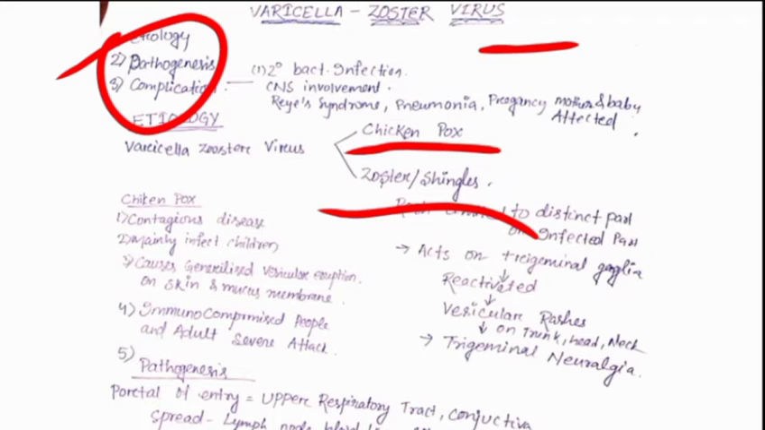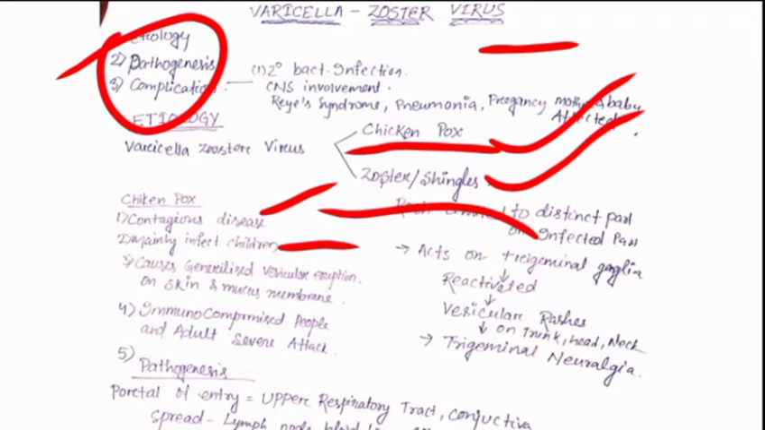So without further delay, varicella zoster virus has two types of disease, that is chickenpox and zoster, or shingles. Chickenpox is a contagious disease, mainly affecting children, but it is not fatal in children. But adults and those who are immunocompromised have more chance of severe infection, because fatality is more in these persons. It causes generalized vesicular eruption.